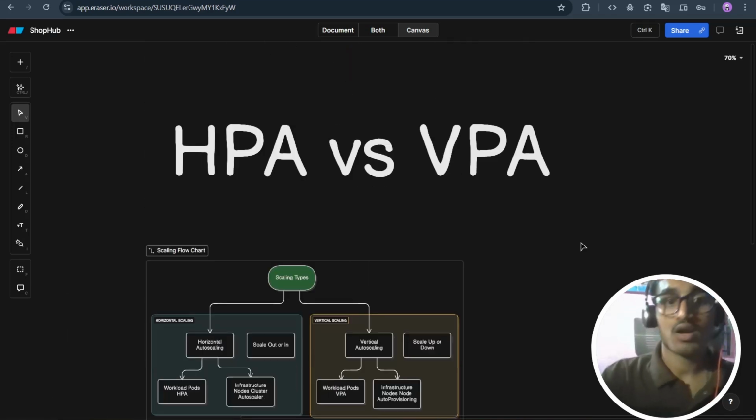This is part one of HPA versus VPA. In the next video, we are going to do the hands-on in a kind cluster, where we will write the manifests for both HPA and VPA. We are going to deploy Nginx and generate load so that we can see the difference between HPA and VPA in scaling.